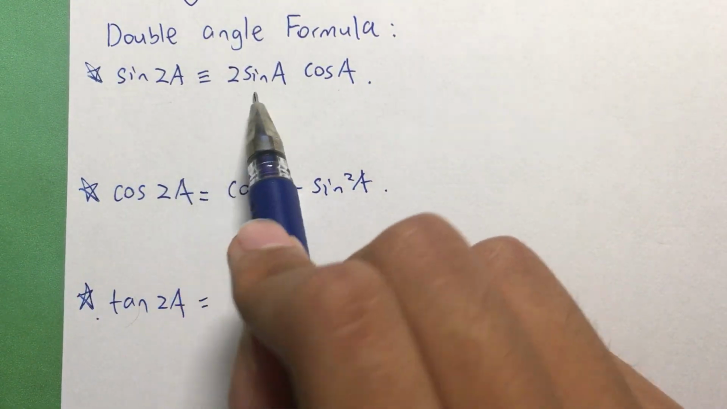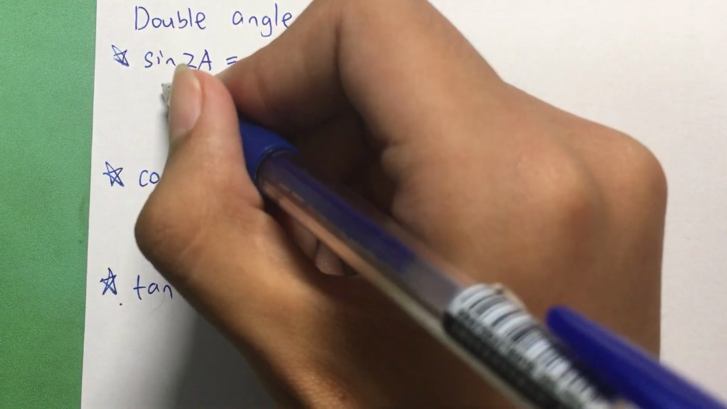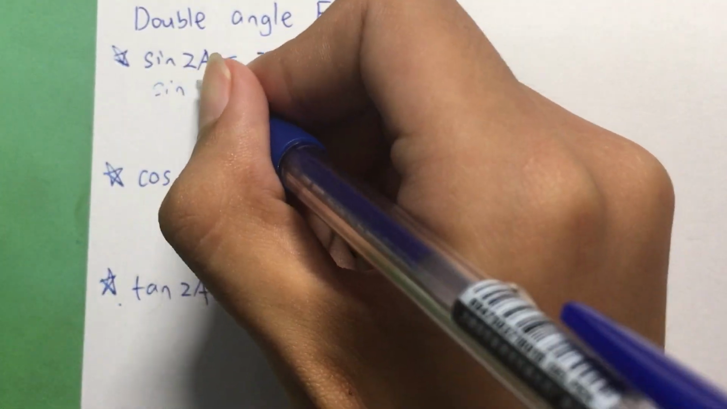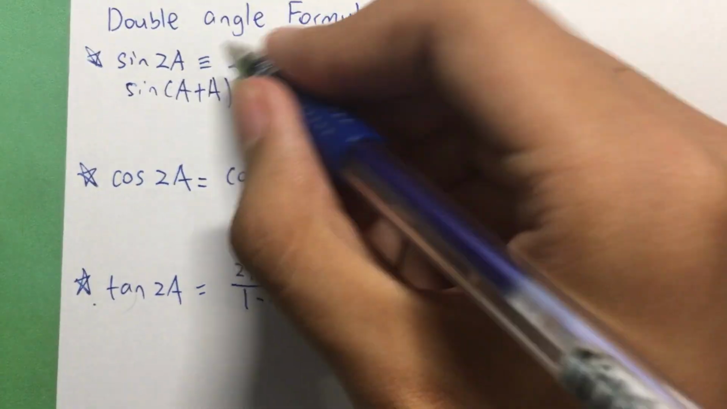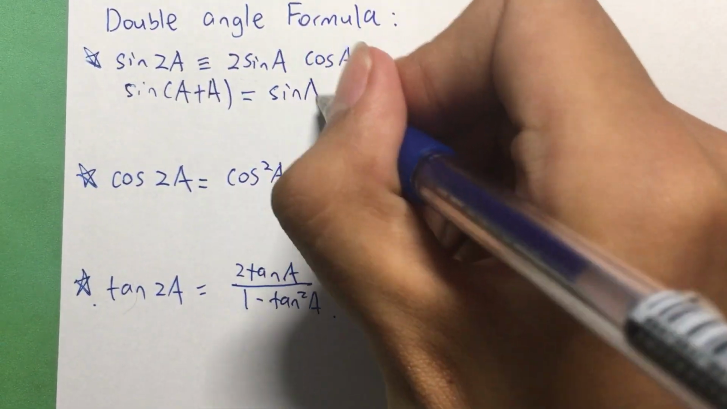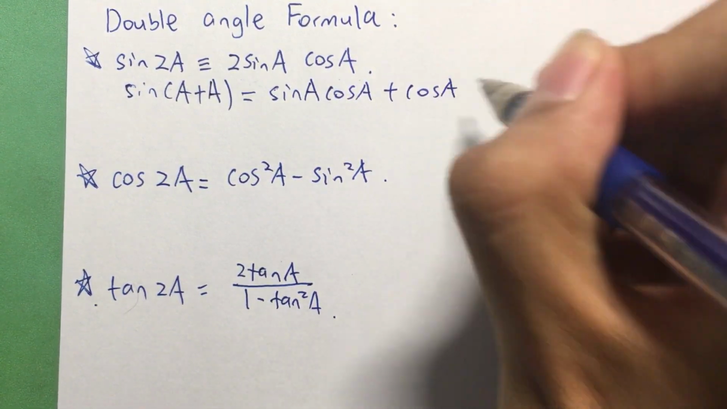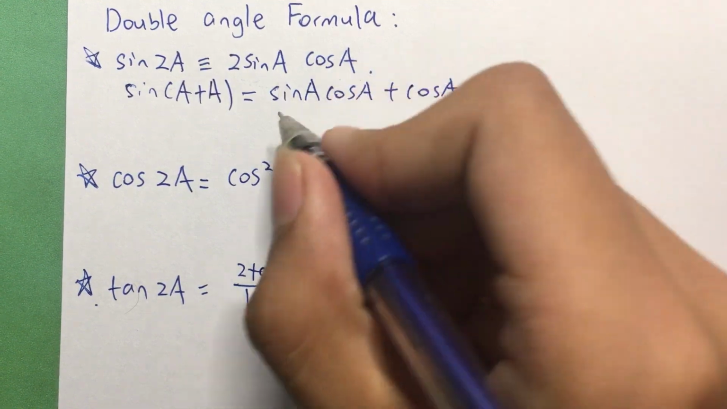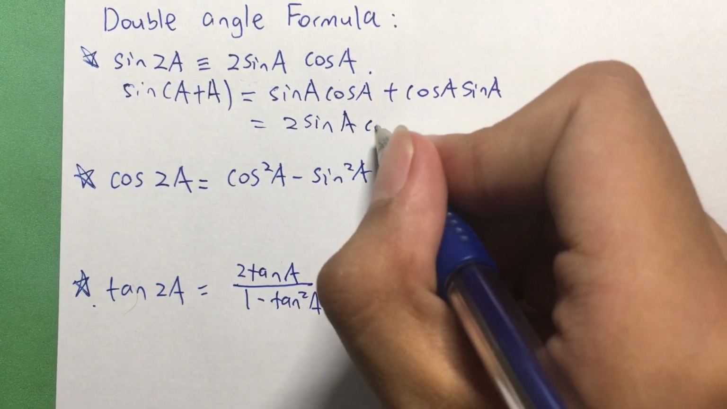So sine 2a is congruent to 2 sine a cosine a. We can prove this quite simply by using the compound angle sine (a plus a). And from compound angle, we can get that sine (a plus a) is equal to sine a cosine a plus cosine a sine a, which is equal to 2 sine a cosine a.